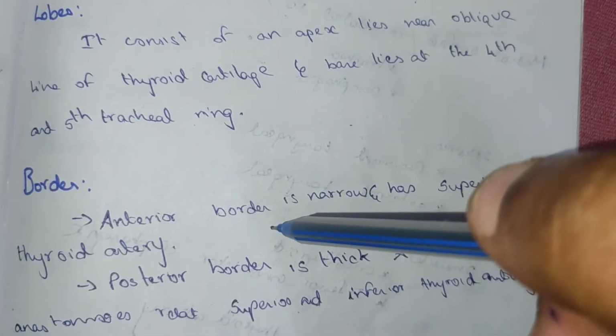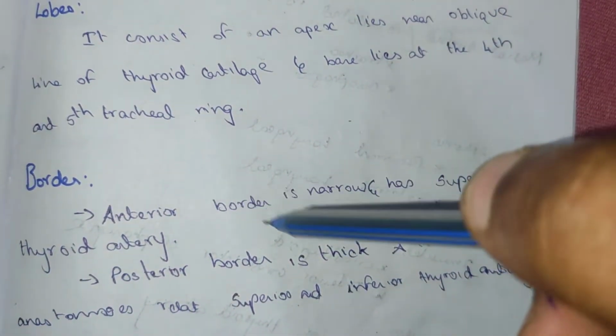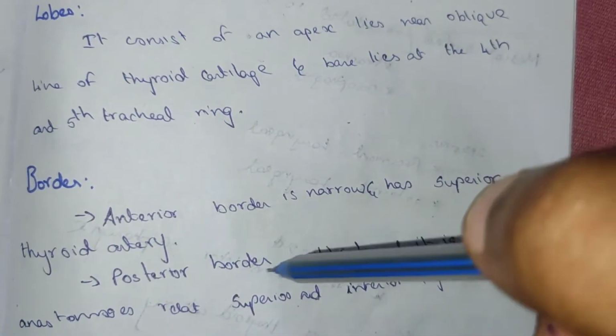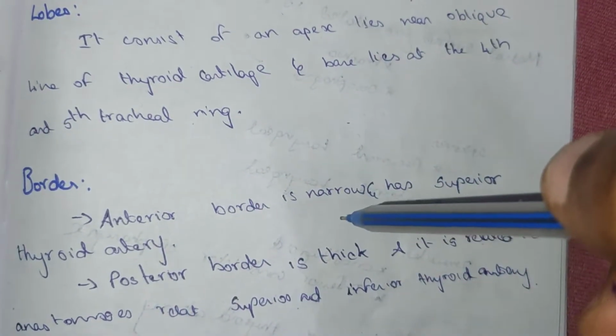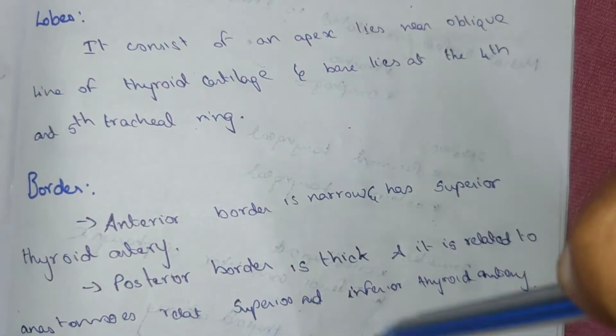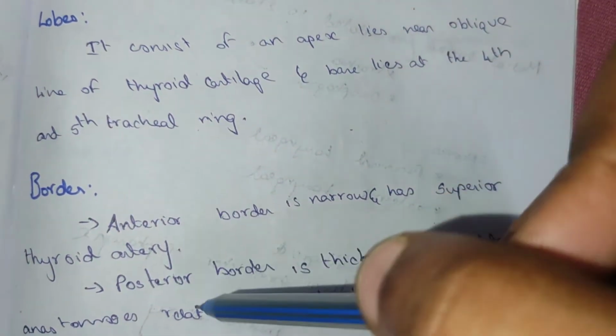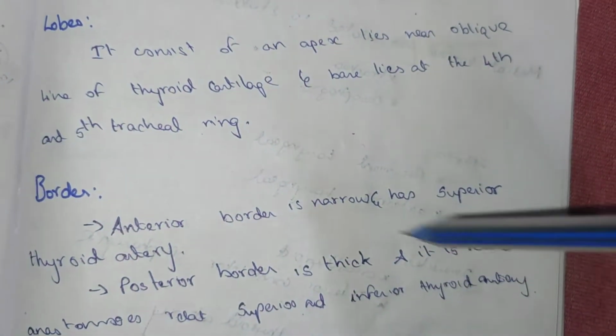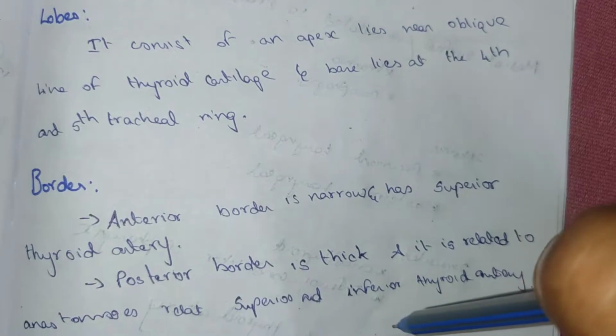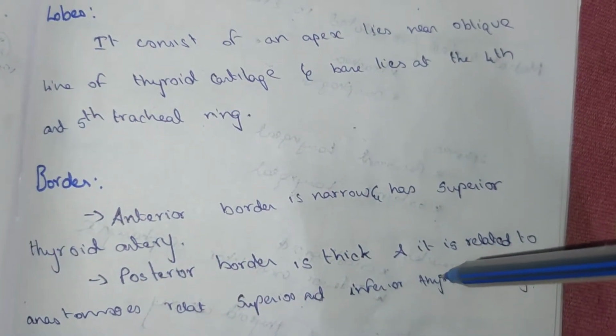There are two borders, the anterior border as well as the posterior border. The anterior border is narrow and has the superior thyroid artery related to it, and the posterior border is thick and is related to the anastomosis of the superior and inferior thyroid artery.